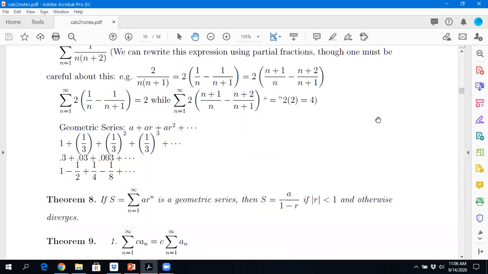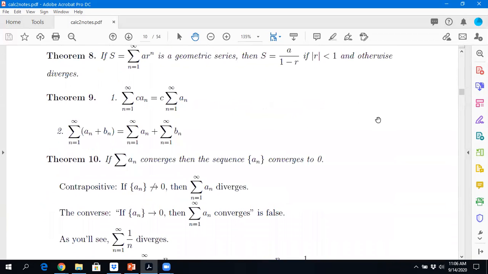So any questions on telescoping and geometric series? Any questions?